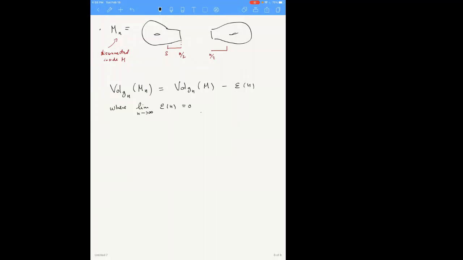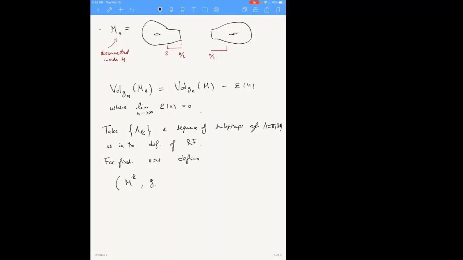So now what I do is, and I hope it's okay if I use just two more minutes, take gamma_k, a sequence of subgroups of gamma equal to pi_1 of M, as in the definition of residual finiteness. And what I do is the following: for fixed n bigger than 1, define the Riemannian covers, which I denote by M with the index k up, which is not the dimension, the dimension is always 3.